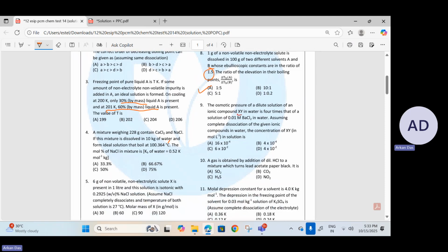Question: the osmotic pressure of a dilute solution of ionic compound XY in water is 4 times that of BaCl2. We need to understand that XY is ionic, so XY will have i equals 2. It is 4 times that of BaCl2. BaCl2 has i equals 3, so we can put an equation like this.